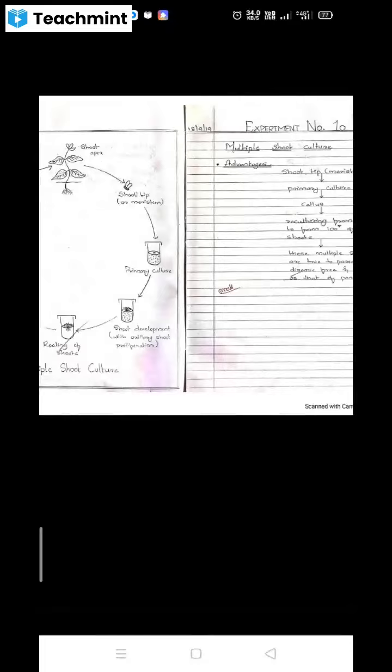First of all, the selection of the explant. So यहाँ पे हम शूट अपेक्स यहाँ पे सिलेक्ट कर रहे हैं एज अ एक्सप्लांट, और the meristem we can use as an explant. Then this explant we can grow on nutrient medium in aseptic condition, that is inoculation of the meristem.